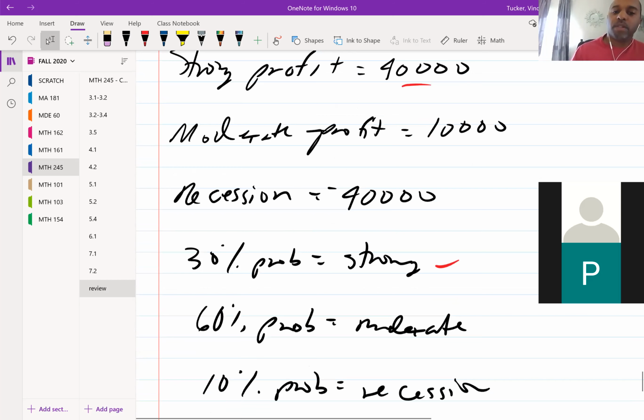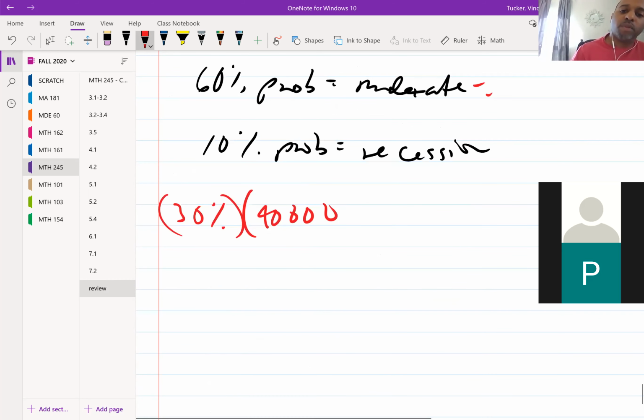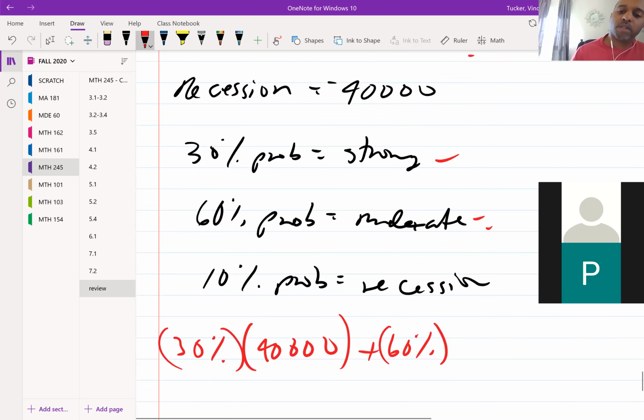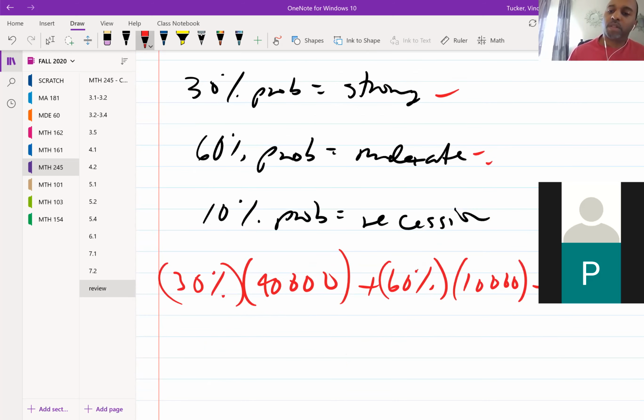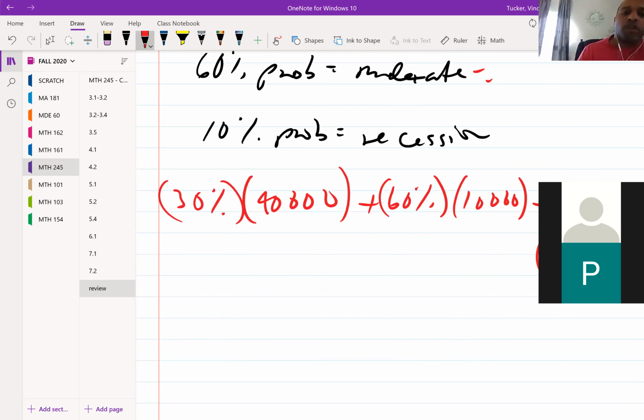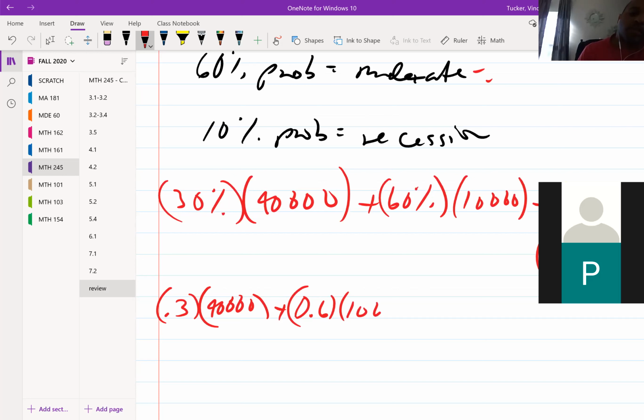Then the moderate would be plus 60% times that 10,000. And then recession would be 10% times negative, because of the recession, negative 40,000. And I'll convert all your percentages to decimals. So that's 0.3 times 40,000 plus 0.6 times 10,000 plus 0.1 times negative 40,000.